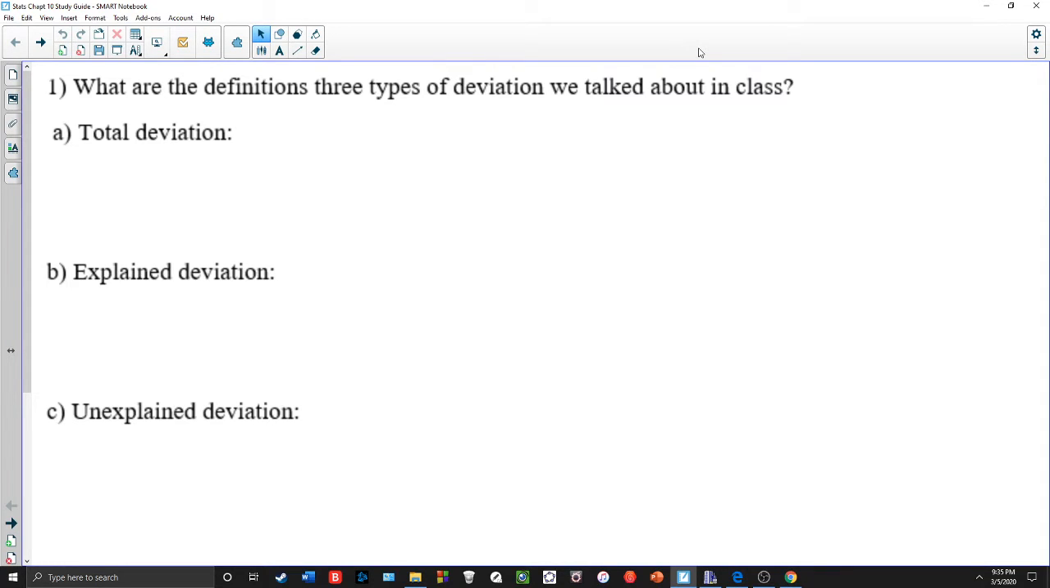So today we're going to be looking at the study guide for Chapter 10 for statistics, which is on regression, mainly focused on linear regression, but we also do some nonlinear regression at the end there. So the first thing it asks is what are the three types of deviations we talked about in class.